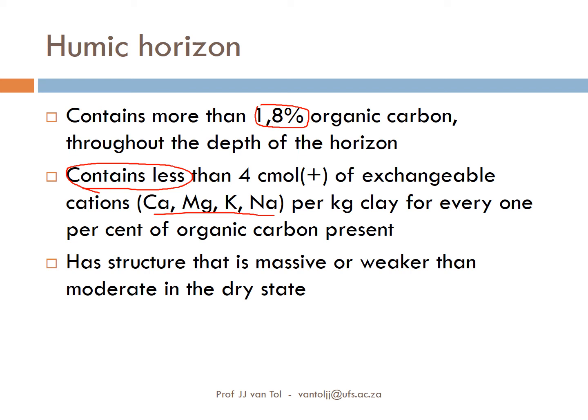The structure is massive or weaker than moderate. Now massive is not weak, it's just that a massive structure is essentially structureless or apedal. So the structure of a humic horizon is weaker than moderate in the dry state. So humic is not a strongly structured horizon.